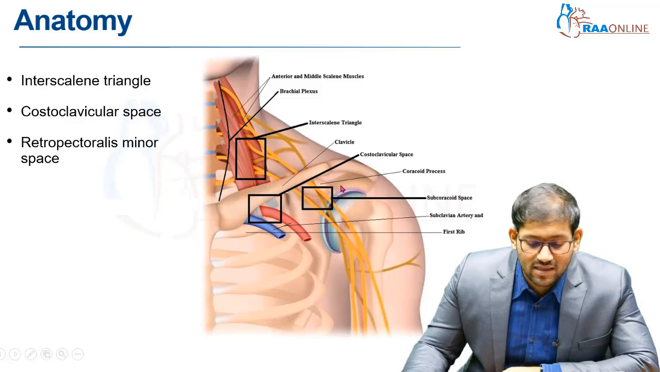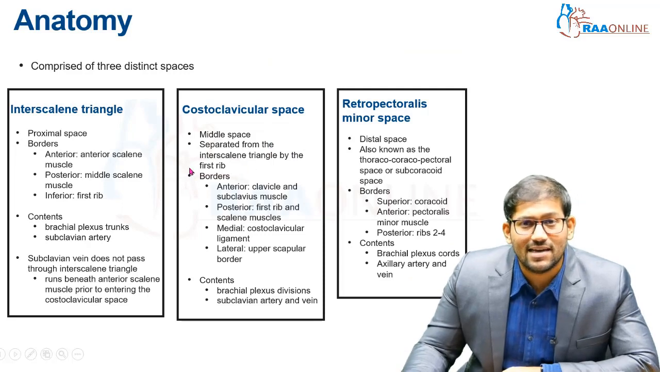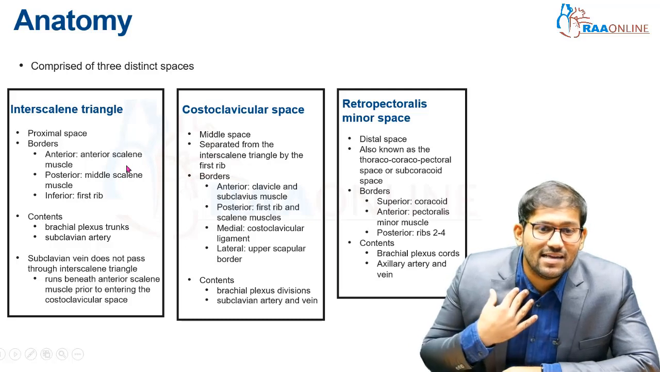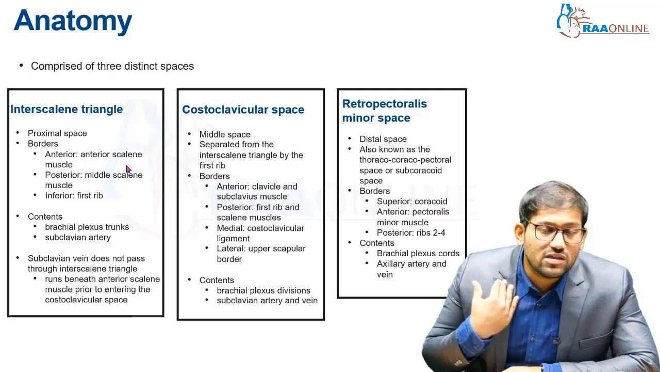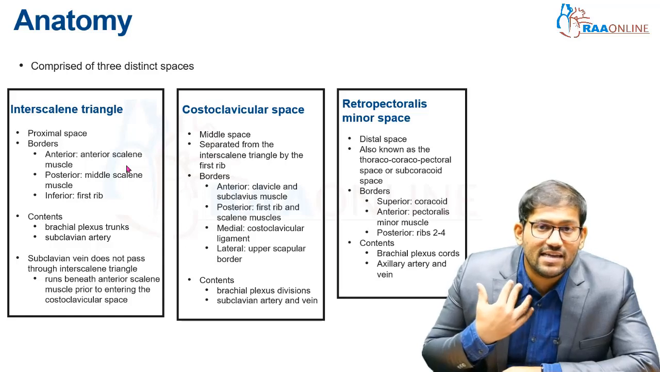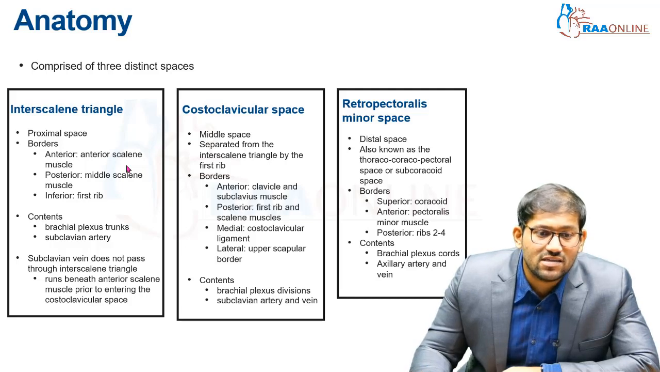You're going to get more of the same in order to understand the anatomy. But prior to that, just telling the borders of these triangles. The interscalene triangle anteriorly is formed by the anterior scalene muscle and posteriorly by the middle and posterior scalene muscles. Inferiorly, it's by the first rib. So what are the contents of this space? The contents are the brachial plexus along with a vessel, which is your subclavian artery. The subclavian vein does not pass through this interscalene triangle.